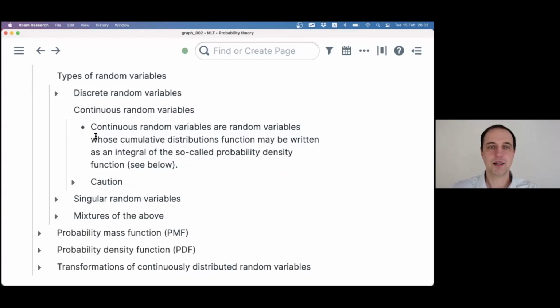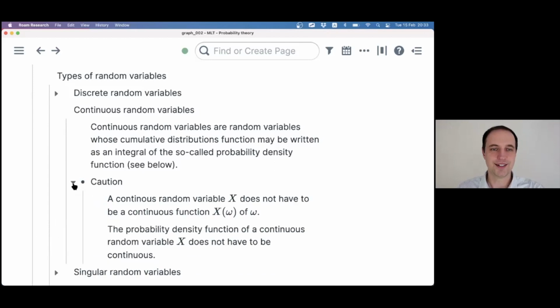Then we can also have continuous random variables, and that's something that I want to elaborate more today. I want to provide a more general view of these continuous random variables than what we had the last time. And also the calculations that we will make will be related to continuous random variables. We will look at transformations of probability density functions.